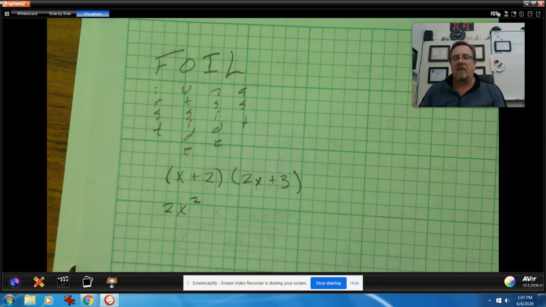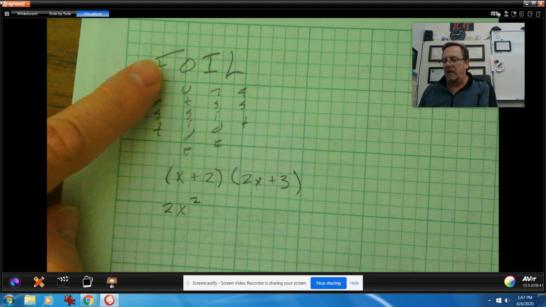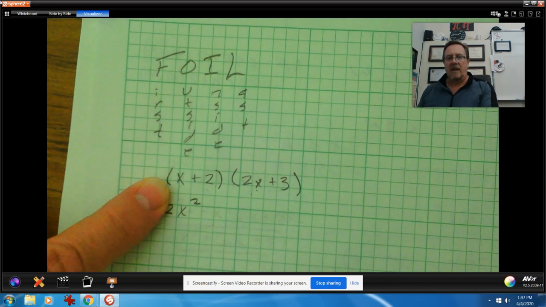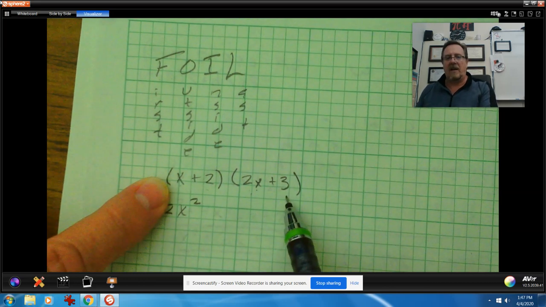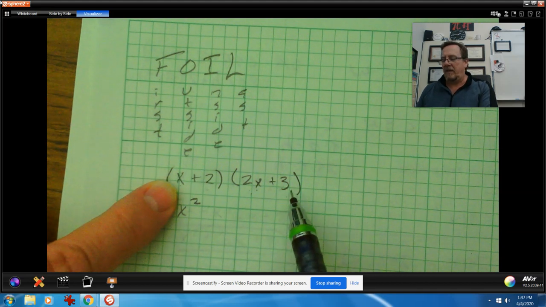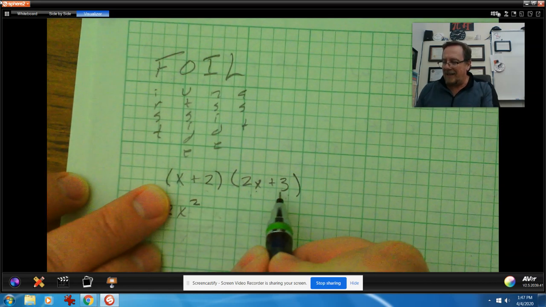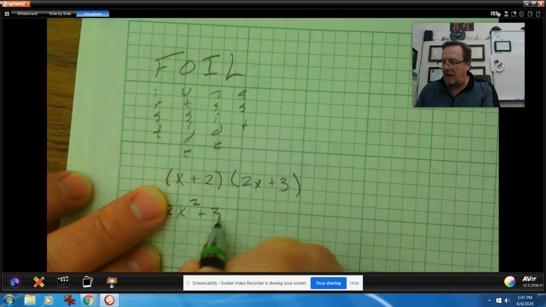Hopefully you didn't say 3x. That would be adding. We're multiplying. And then the second part of our rule says, look to the outside terms. So if we look at this, x and 3 are on the outside of our problem, aren't they? Way in the front and way in the back. So those are on the outsides of the problem, and therefore, we'll do those next. So x times 3 is going to give us a positive 3x.